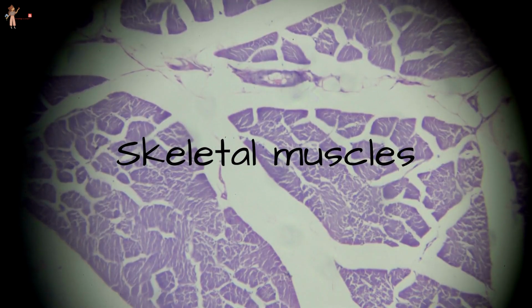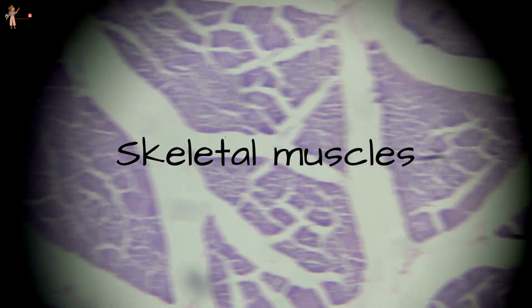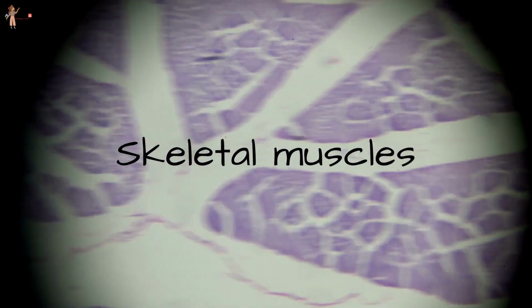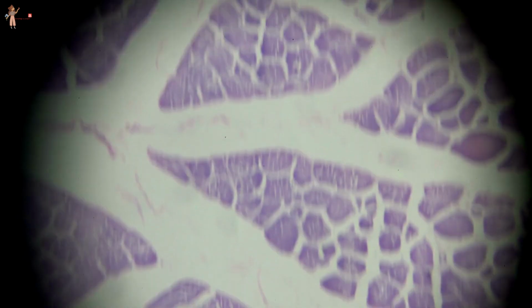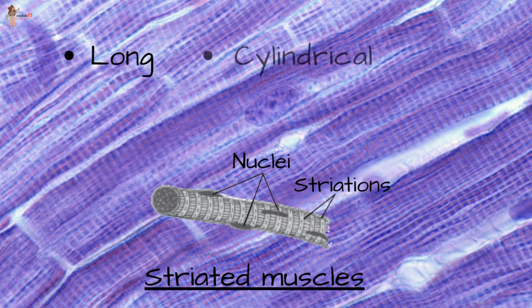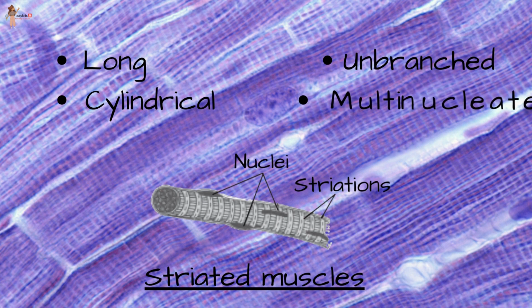Under the microscope, these muscles show alternate light and dark bands or striations when stained appropriately. As a result, they are also called striated muscles. The cells of this tissue are long, cylindrical, unbranched, and multinucleate, which means they have many nuclei.